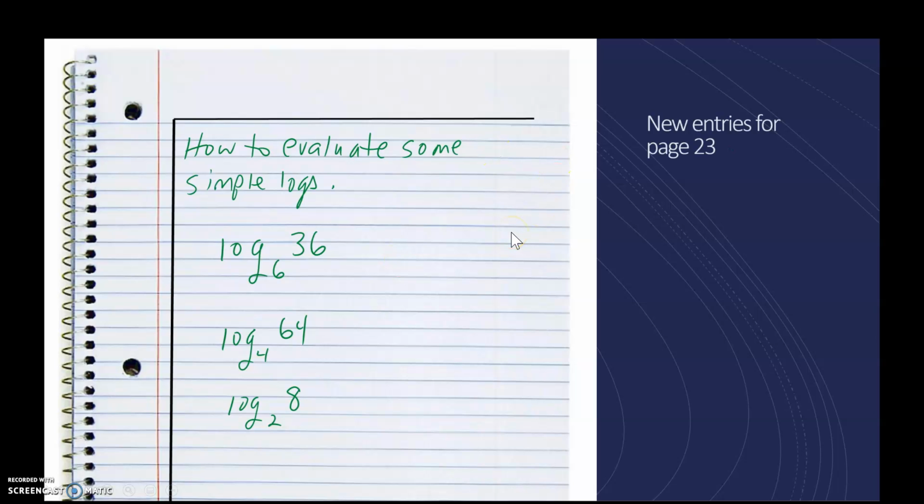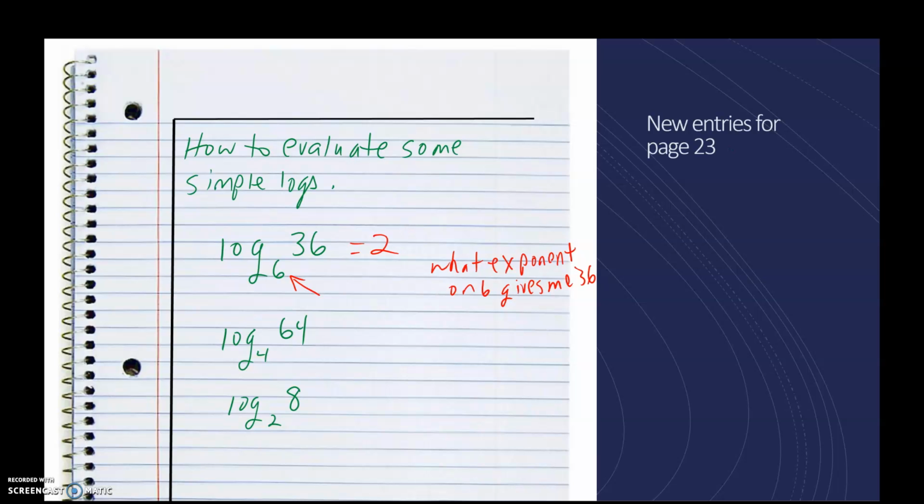Now, how can we evaluate some very simple logs? When I see this right here, I don't need a calculator. I can just figure this out by looking at it. When I see log base 6 of 36, I'm looking at this 6, and I go, what exponent on 6 gives me 36? Oh, 6 squared. So this must equal 2.